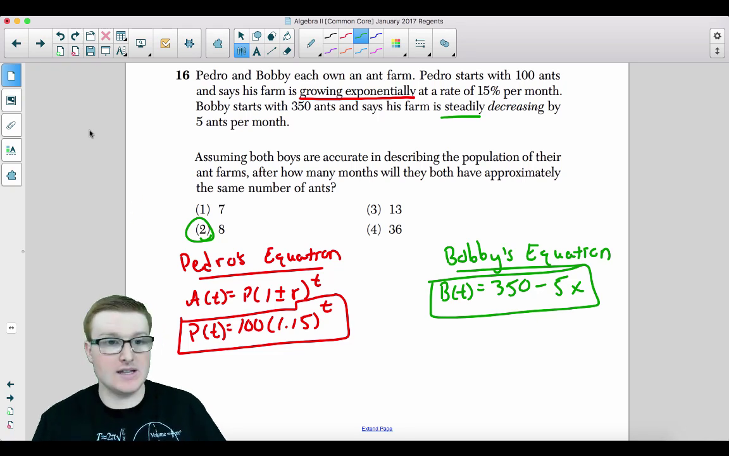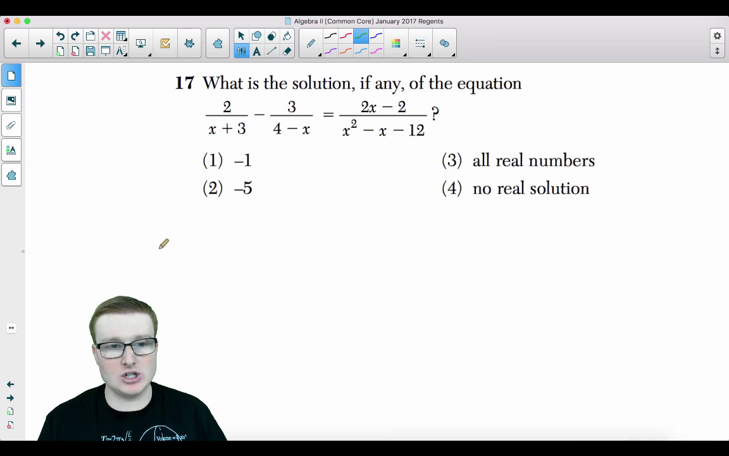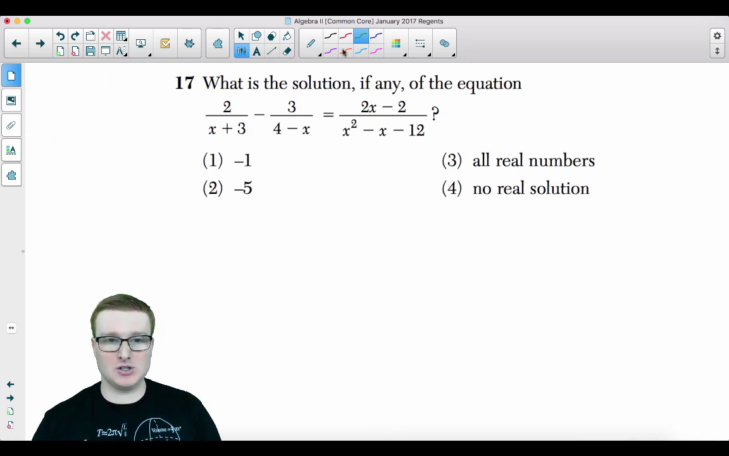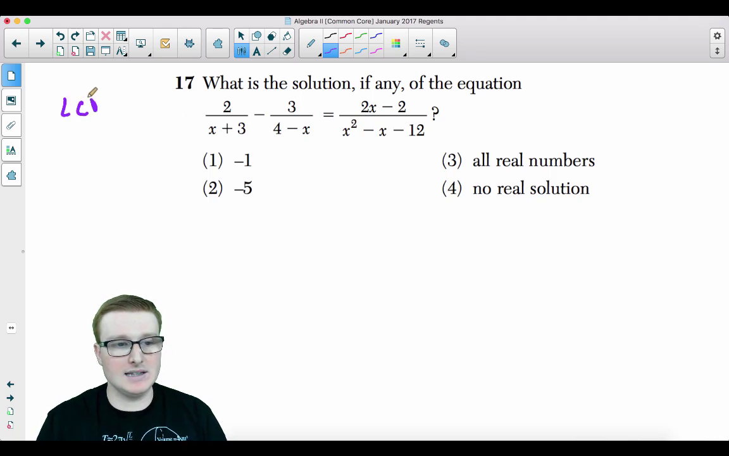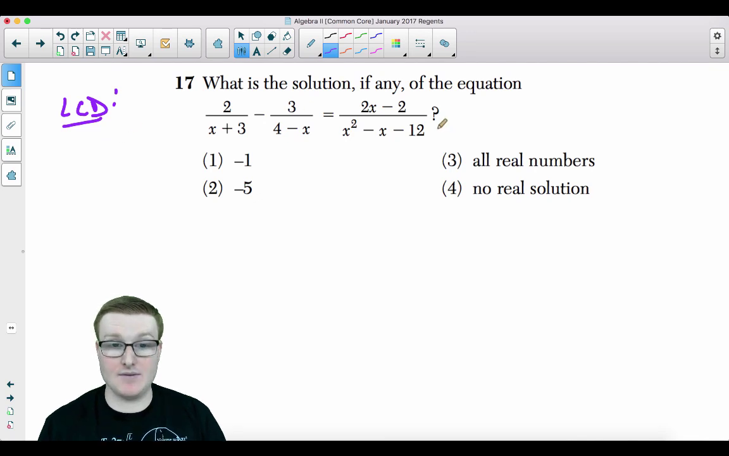All right, moving along to number 17. What is the solution, if any, of the equation of that? Okay, so what we need to do first is find ourselves a least common denominator. Now remember, a least common denominator is what's common between everything.